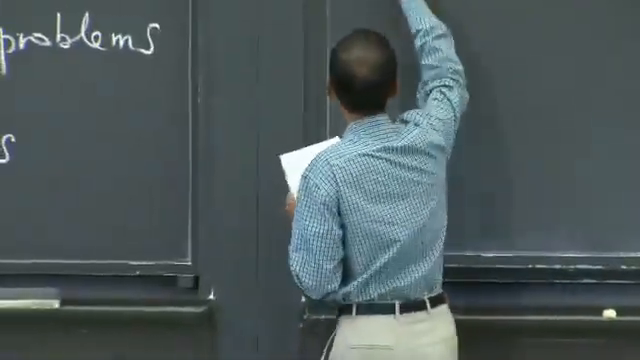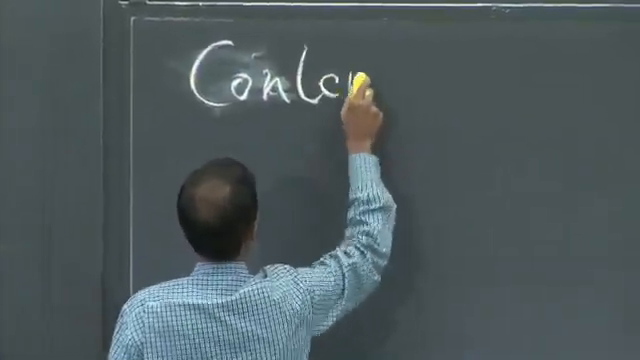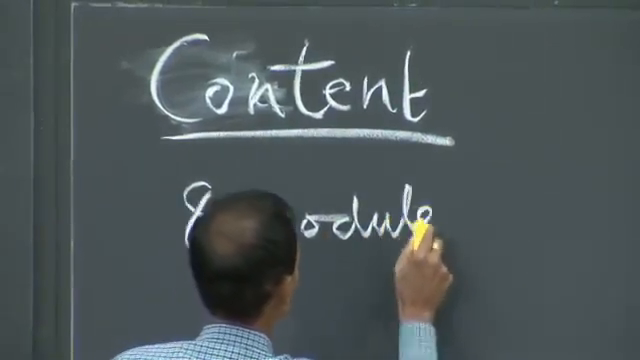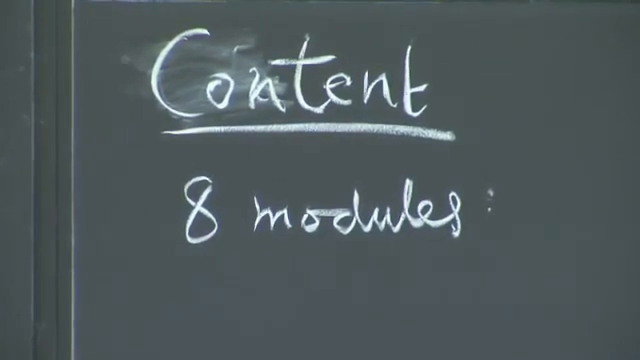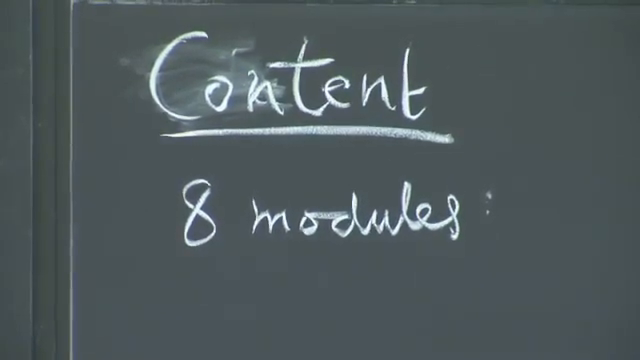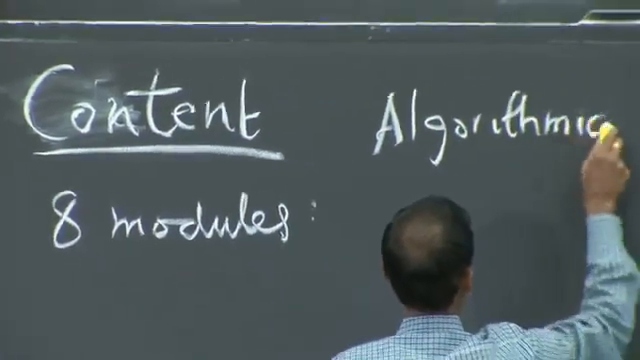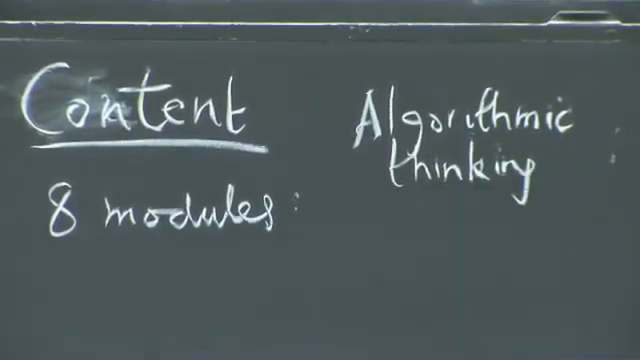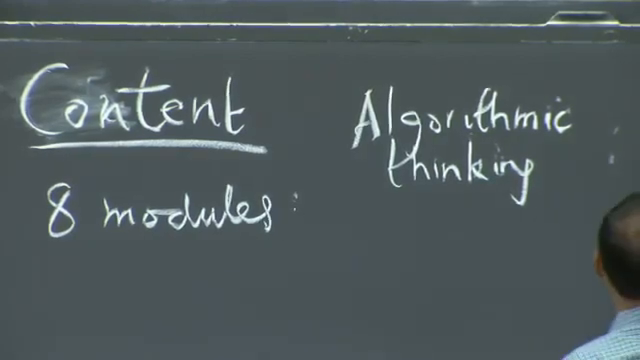So content-wise, we have 8 modules in the class, each of which, roughly speaking, has a problem set associated with it. The first of these is what we call algorithmic thinking. And we'll kickstart that one today. We'll look at a particular problem, as I mentioned, of peak finding. And as part of this, you're going to have a problem set that's going to go out today as well.